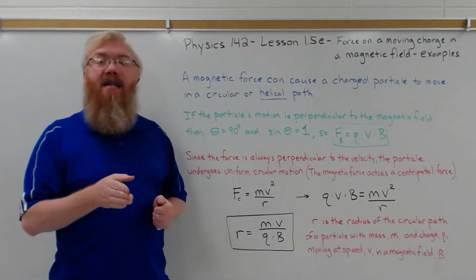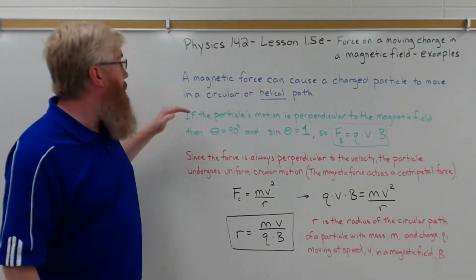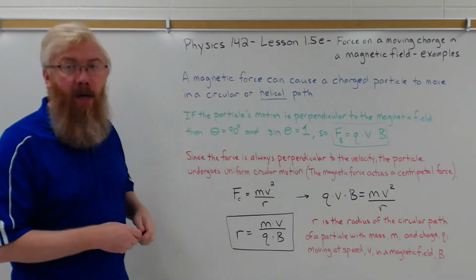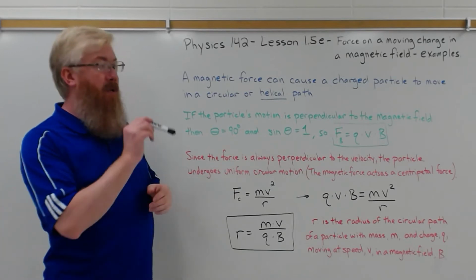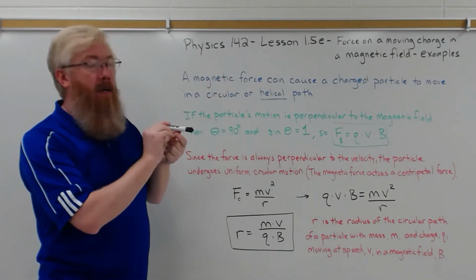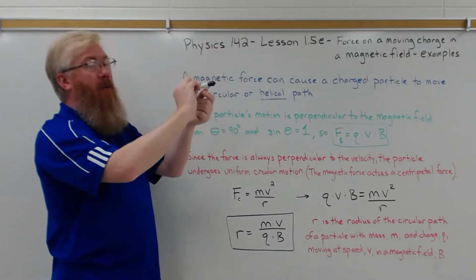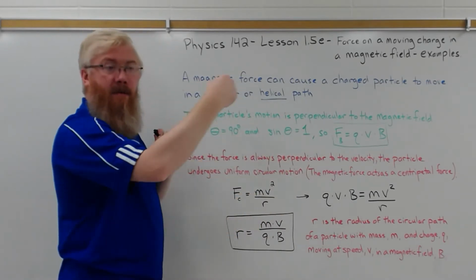If the velocity is exactly perpendicular to the magnetic field, then the path of the particle will be a circular path. So for example, let's imagine a particle that's going in this direction. The magnetic field is coming at you, right? So v cross B, the force will be downward. So what would happen is the particle will go in a circle like this.